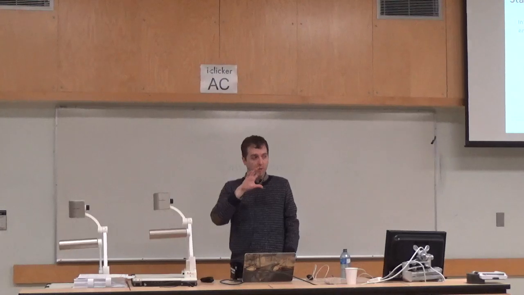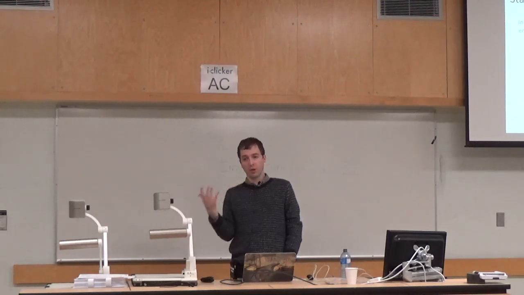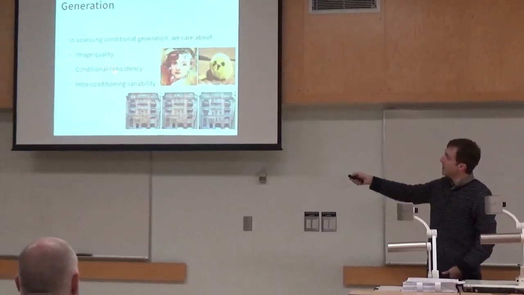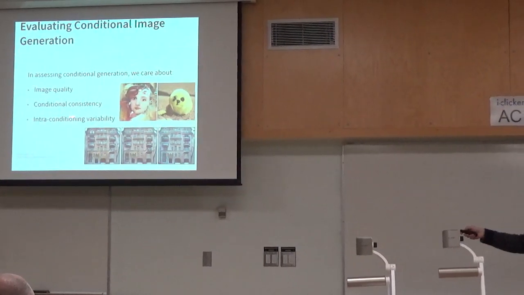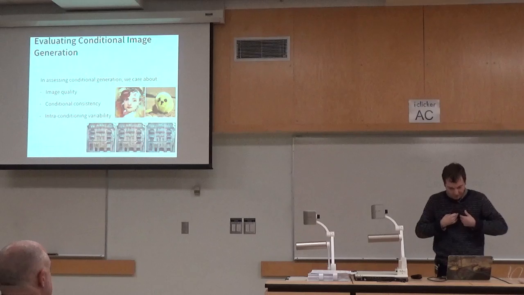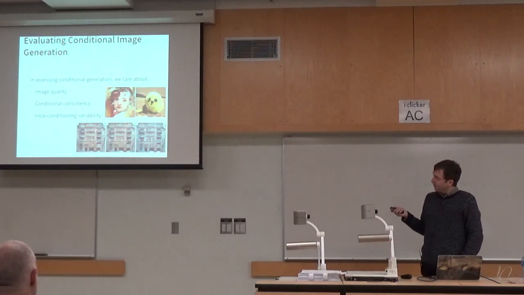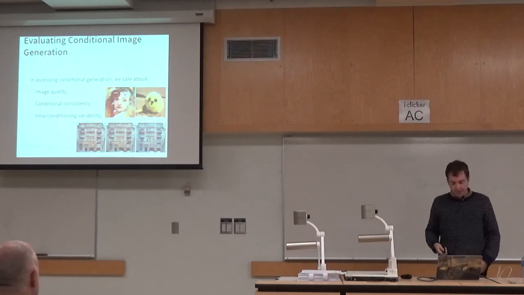I talked about the focus of existing metrics on visual quality, so realism: do your generated images look like real training data? But there are a couple of other things that we care about in conditional image generation that we don't care about in unconditional generation. We talked about image quality, but there is also conditional consistency. This is what we explored in the previous examples: we had instructions, and we wanted to remain consistent with them. But we also want a notion of inter-conditioning variability. If I condition on, say, a caption, there are infinite images that are valid and correspond to that caption. So can we come up with a metric that could capture all three of these important properties: quality, consistency, and diversity?